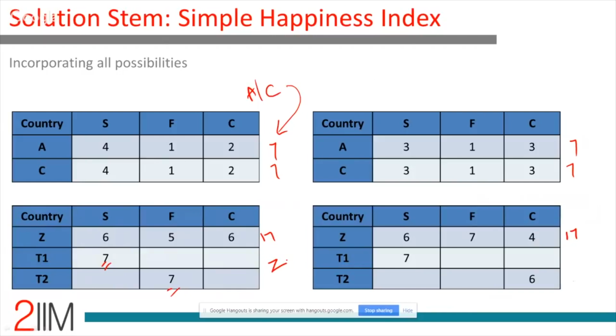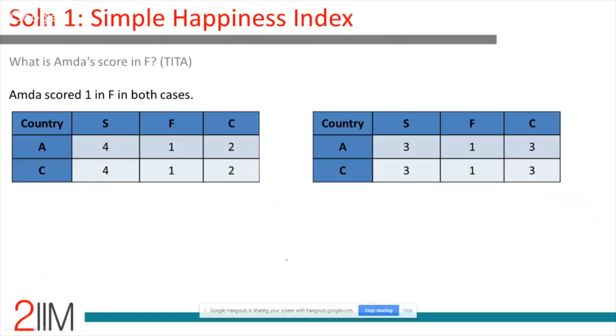Even by reading, you could sense that we're not going to be able to complete the whole grid and just mark down answers. We're going to deal with this and then build from there, from here on. Let's look at the questions. What is AMDA score in F? You need to worry only about AMDA. So we're looking at only the first 2 tables, not the next 2 tables.